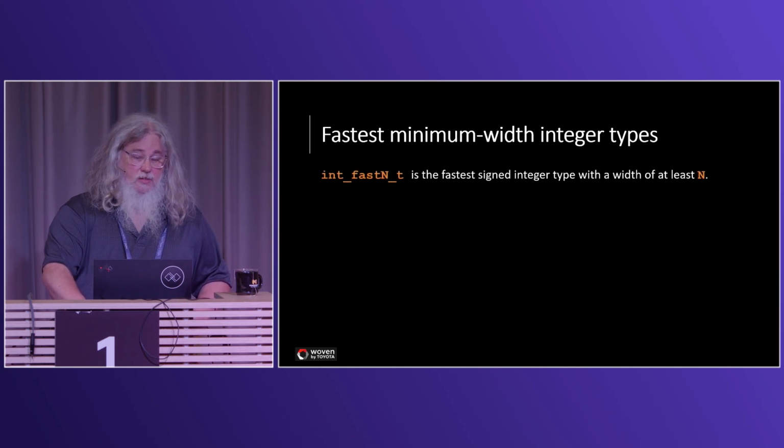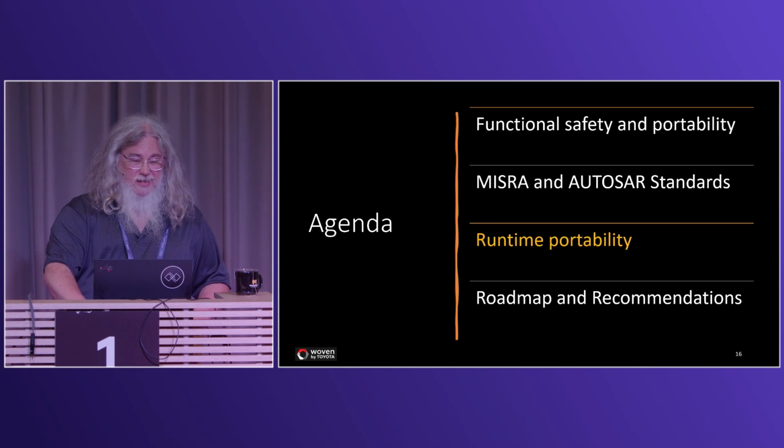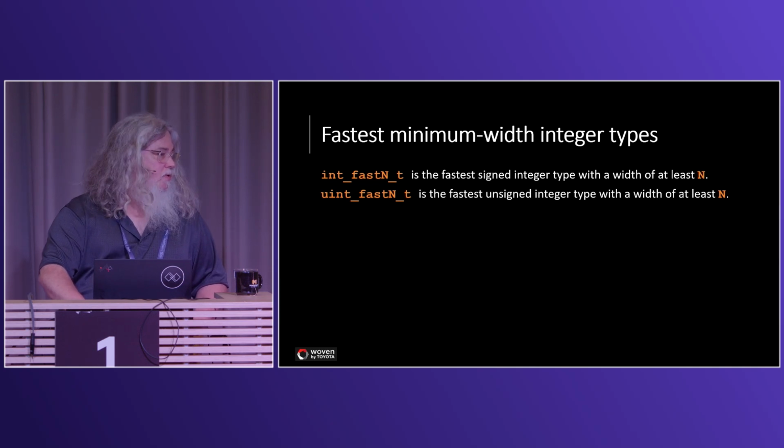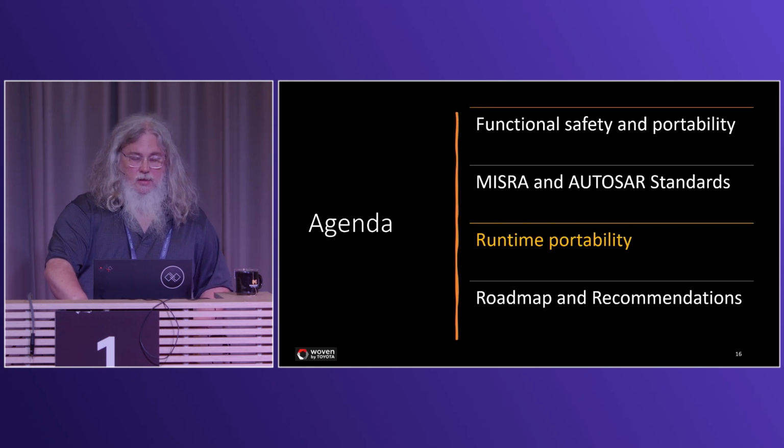And then finally, there's fastest minimum width, which is the fastest integer with a width of at least N. So again, you don't exactly know what the size of these are. If you have int_fast16_t, it would be common for that to be a 32-bit integer, for example, not the size that you see.